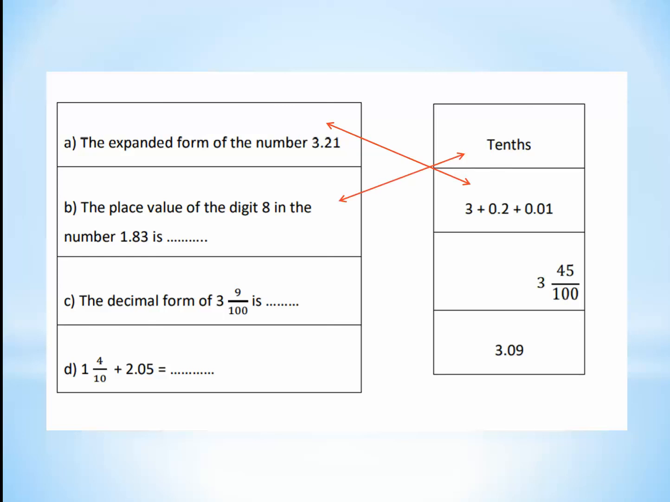The decimal form of 3 and 9 over 100 is 3.09. 1 and 4 over 10 plus 2.05, it will be 1.4, which is 40 over 100, so yes, 3 and 45 over 100. Thank you.